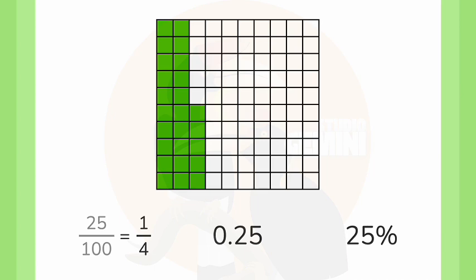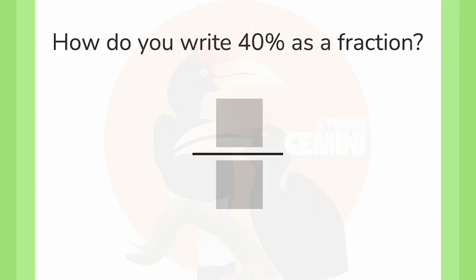Numbers can be written as fractions, decimals, and percents. Let's learn how to convert numbers to different forms. How do you write 40% as a fraction? Percents represent a part out of 100. That means we can write a percent as a fraction with a denominator of 100.